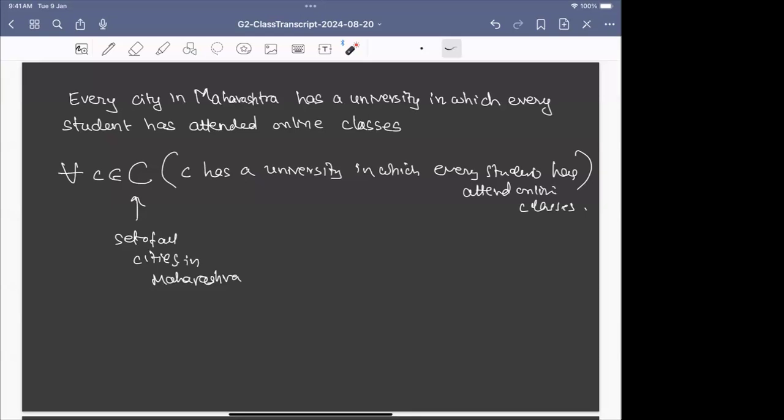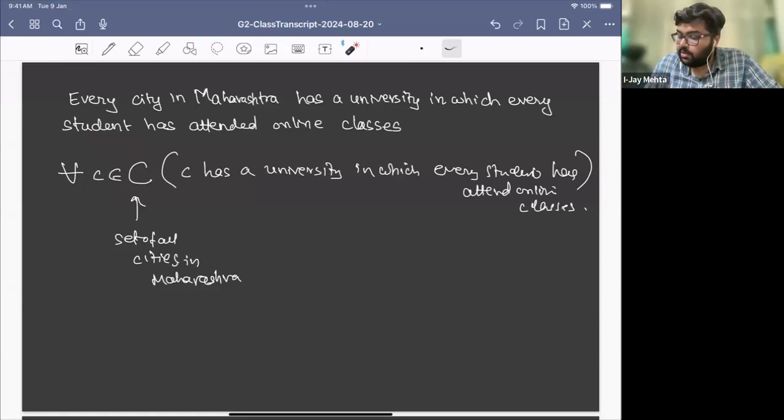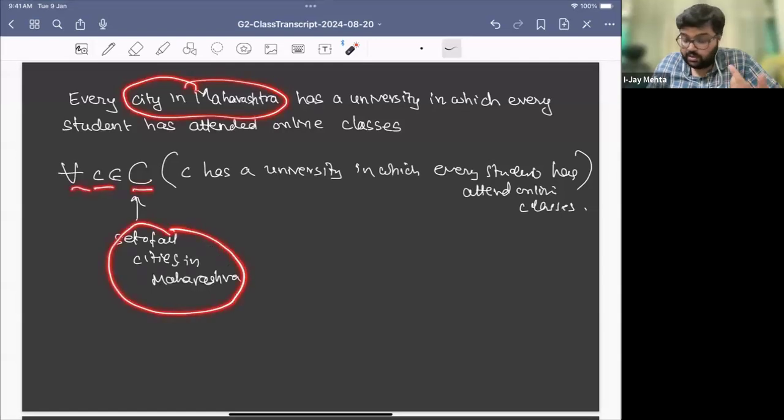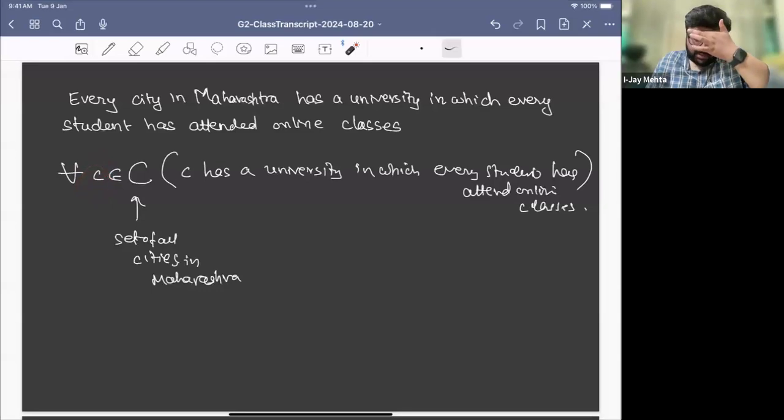Students in the city. Students in the city, then you read the statement again. No, students in the university. Sorry. But we have not fixed any university here. What we are talking about, every city in Maharashtra. So set of cities, given any city. For example, if I go to Mumbai, now what is the property of Mumbai? Mumbai has a university in which every student has attended online classes. Are you following? Yes, sir. We're talking about city, and that city has a university. That city may have many universities. It has a university.